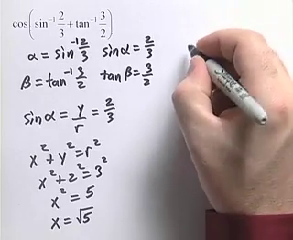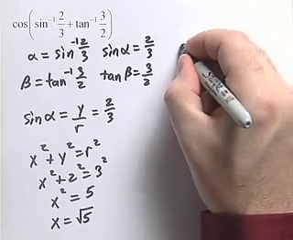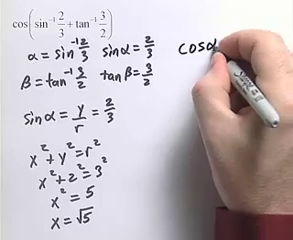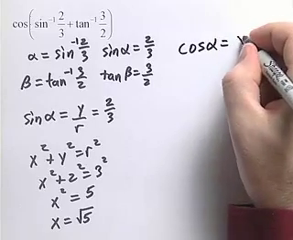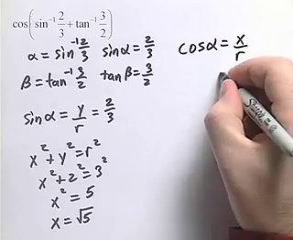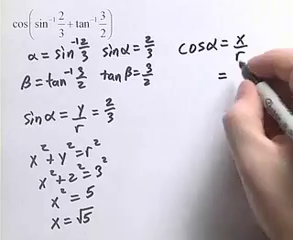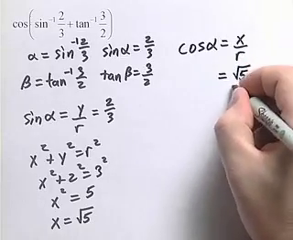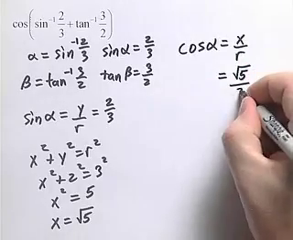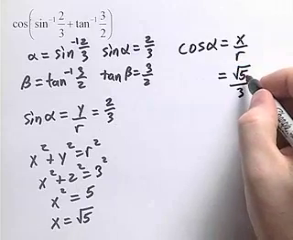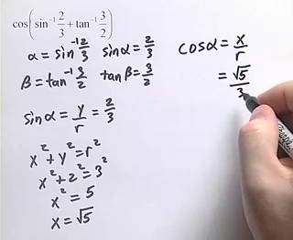We'd like to find the cosine of alpha, so we'll need that later. The cosine of alpha is equal to x over r. In this case, x is the square root of 5, and the radius r is 3, so cosine of alpha is equal to the square root of 5 over 3.